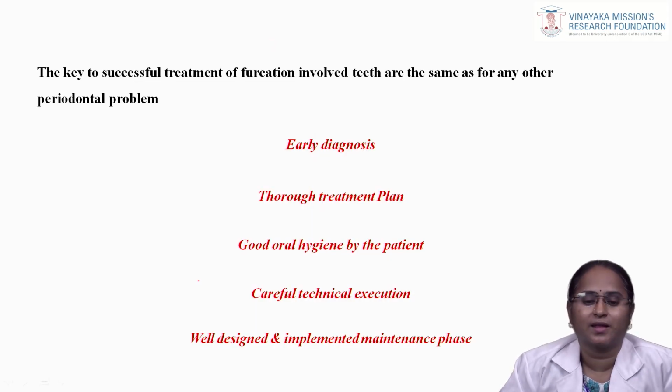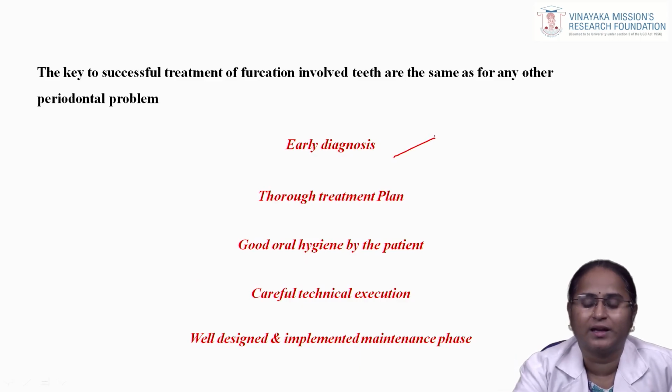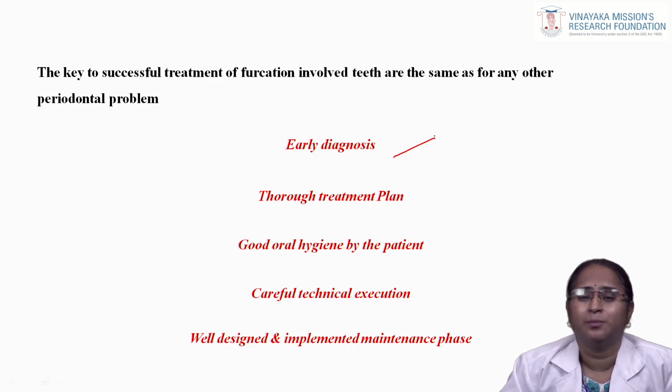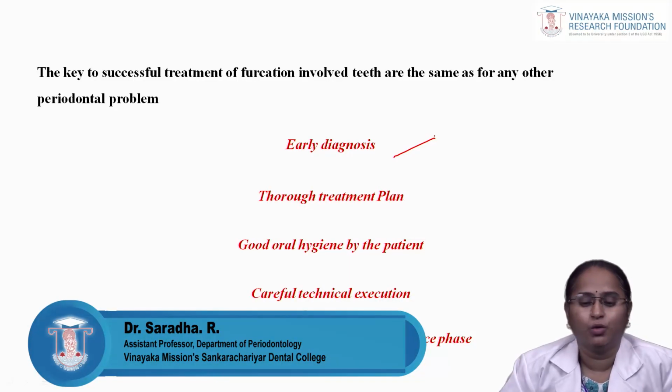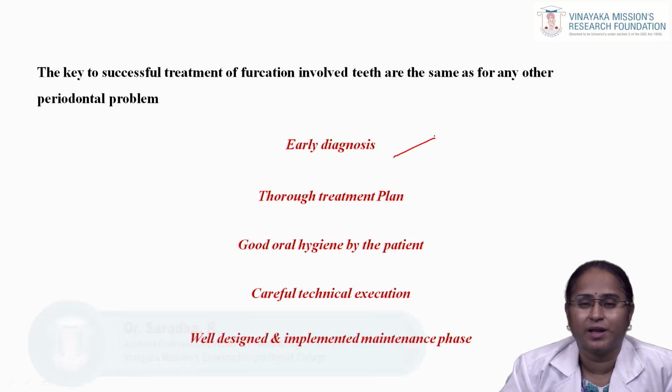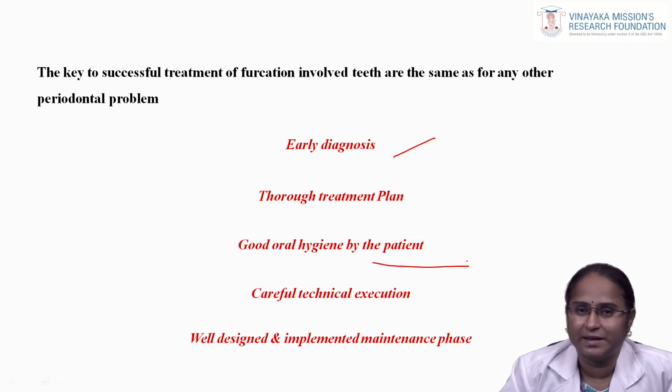The keys to successful treatment of furcation involved teeth are the same as for any other periodontal problem, that is, early diagnosis. Early diagnosis leads to a better prognosis, along with a thorough treatment plan and good oral hygiene by the patient, especially in cases of furcation, then careful technical execution, and a well designed and implemented maintenance phase.